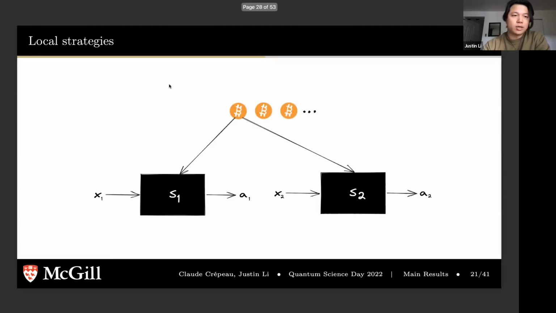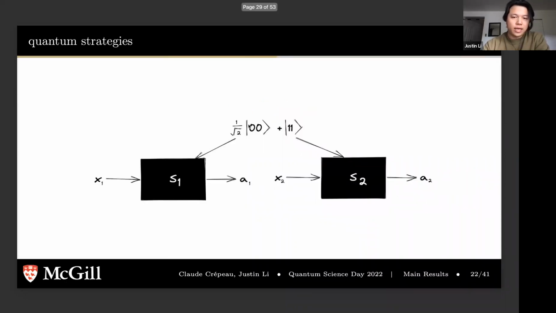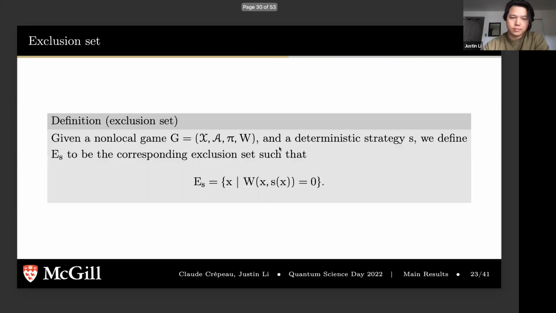And we can also talk in terms of local strategies. It's when players share this deterministic strategy, but they can also share random resources. So let's say that they share coins and can toss them, and they can use the input that they get and also the shared randomness in order to compute the answer they will answer back. That's what we call a local strategy. And if they actually share quantum states and they can use the measurement result of their own qubits along with the input to answer back, then we call this a quantum strategy.